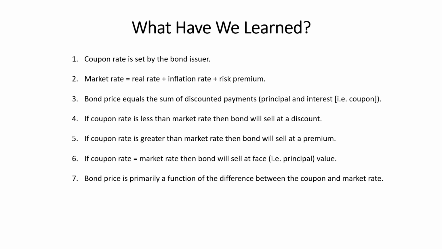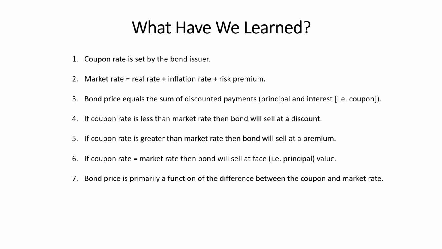Item 4 is that if the coupon rate is less than the market rate, then the bond will sell at a discount. And that is exactly what happened in our hypothetical problem. Number 5 is if the coupon rate is greater than the market rate, then the bond will sell at a premium. So if, say, the coupon rate was 8% and my market rate was 6.7, then the bond would sell at a premium to the 100,000. So it'll sell at 100,000 plus something. And number 6, if the coupon rate equals the market rate, then the bond will sell at face value.